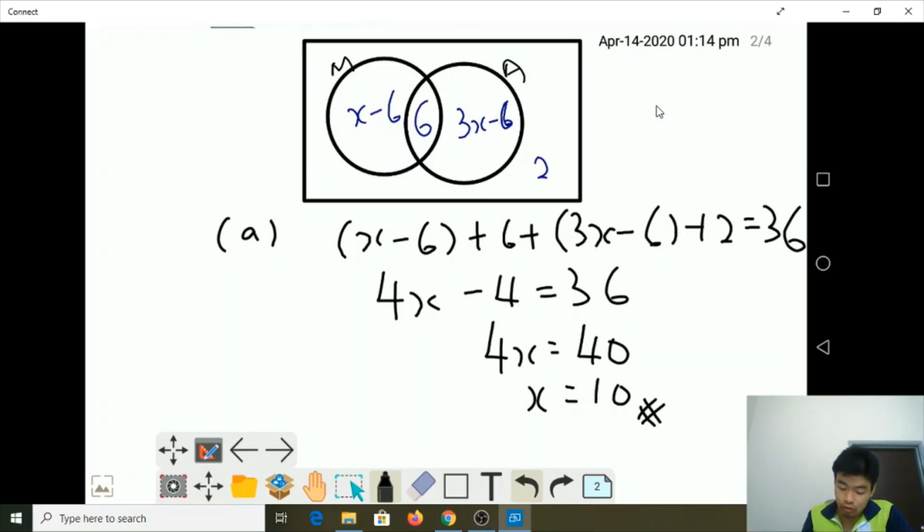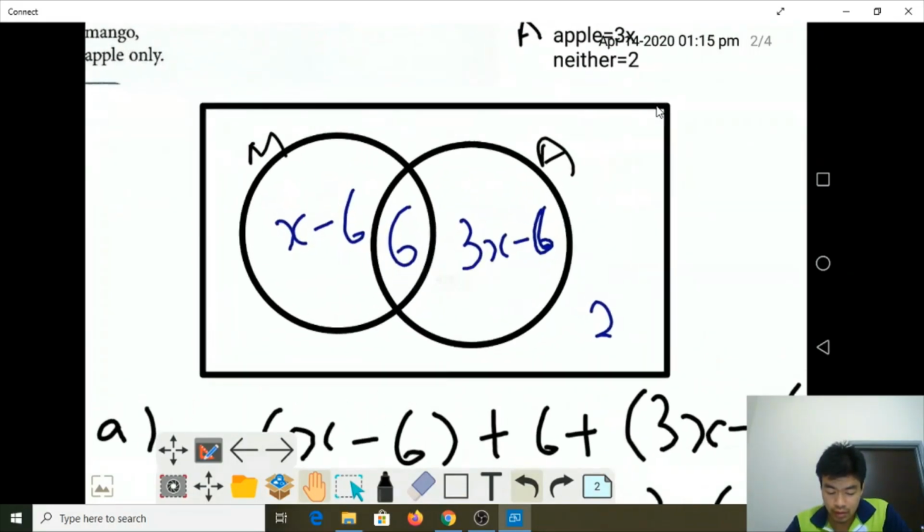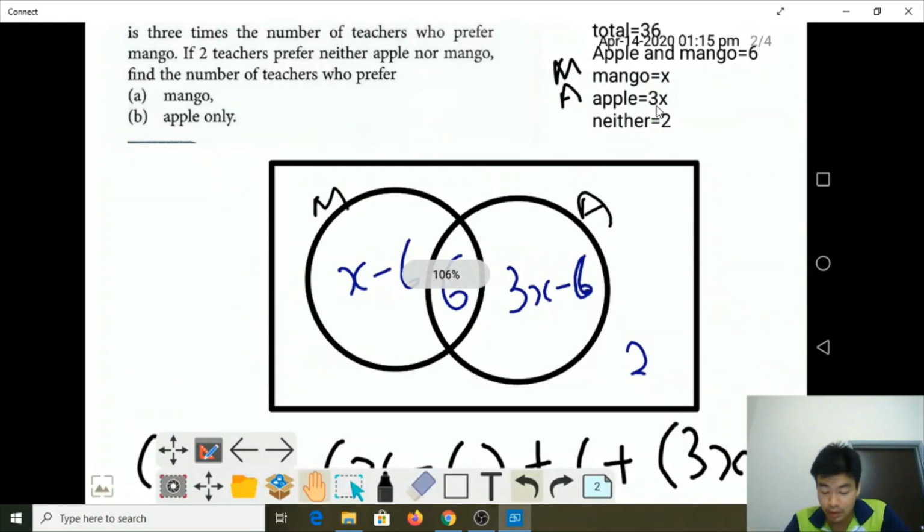Right? So let's look back at the questions again. What is B? Find the number of teachers who prefer apple only. Apple only. So look at the Venn diagram. Which part in the Venn diagram indicates the number of teachers who prefer apple only? I purposely emphasize only. So which part?